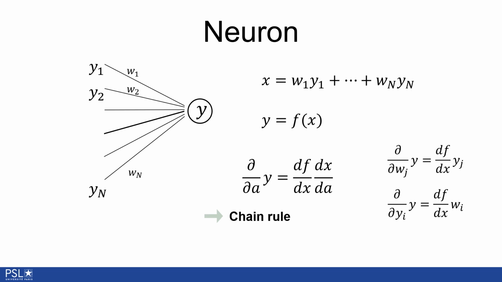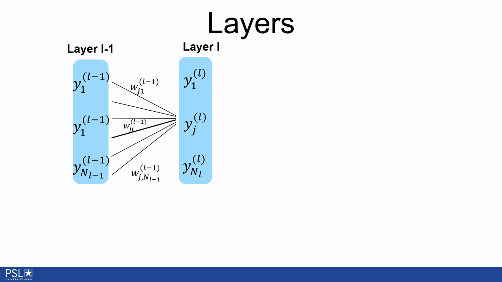If a is the input yi, dx over dA is instead the synaptic weight wi. So far, we looked at one individual neuron. Neural networks consist of sets of neurons organized in layers. A layer L is a set of neurons that take as inputs the outputs of the previous layer, L-1.